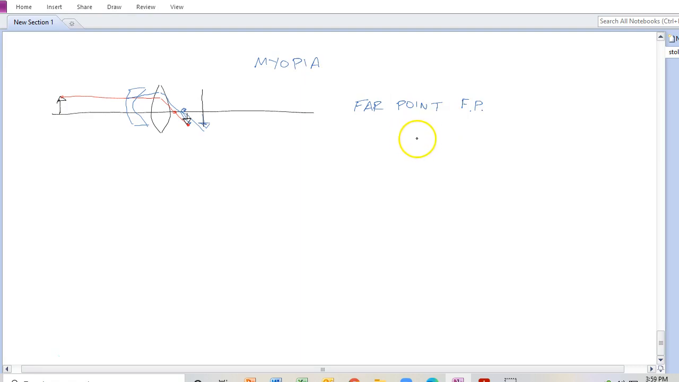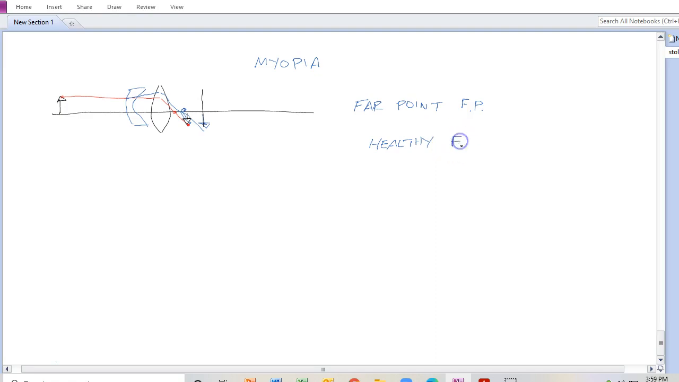Well, we've heard about the near point, which is the closest an object can be to your eye and you can still focus on it. And the healthy near point we said is 25 centimeters. The far point is the farthest something can be from your eye and you can still see it clearly. Okay, so think about that. Think about if you have a healthy eye, not one that has myopia. What's the farthest distance you can have for an object and you can still see it clearly?